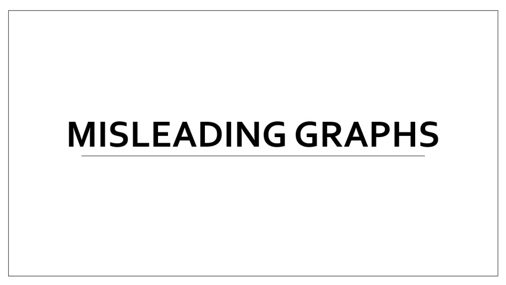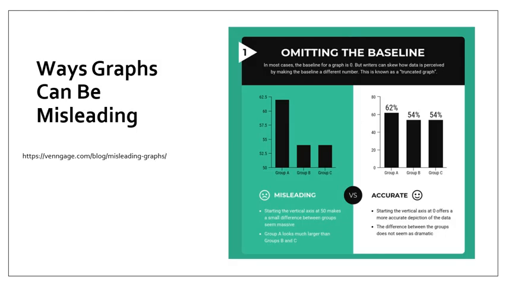In this video, we're going to talk about misleading graphs. One way that graphs can be misleading is that they omit the baseline.